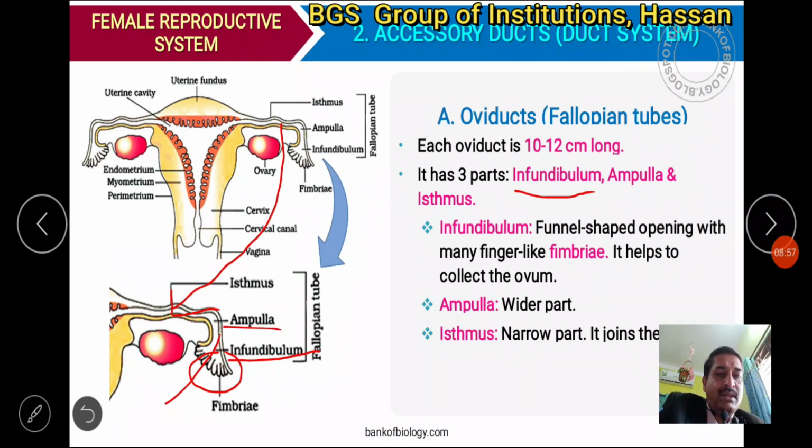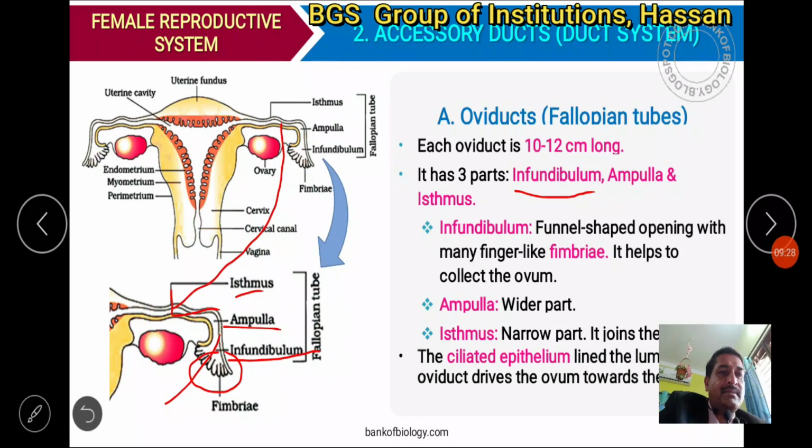Then the isthmus: a narrow, very short part. Ampulla is thin-walled, whereas isthmus is thick-walled. You have to remember this. So where is the isthmus? Here. This is the isthmus. What are they doing? The isthmus joins the infundibulum and ampulla to the uterine wall. So these are the major three parts of the fallopian tube or oviduct.